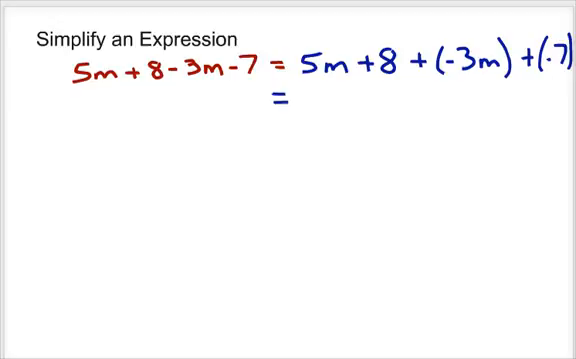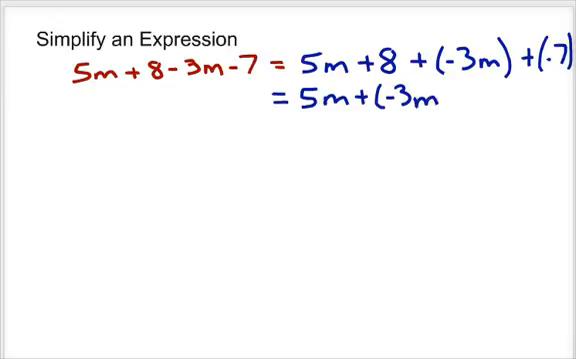Then, the next step to make this easier to simplify is going to be to try to group the like terms together. And you'll hear that a lot. Teachers will say that a lot. Group your like terms. I'm looking for things that are similar, that have the same variable part. So 5m and negative 3m are like terms. So I'm going to go ahead and group those together. I'm going to do 5m plus negative 3m.